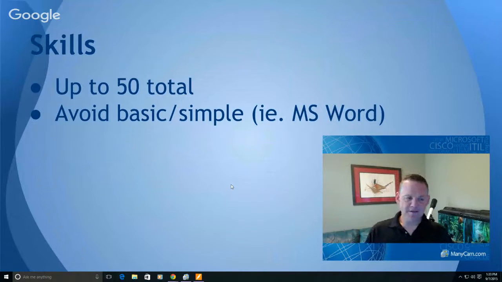The other thing here is my recommendation to avoid basic, simple skills. I know Word, I know Windows, or something like that. It depends on your industry, right?